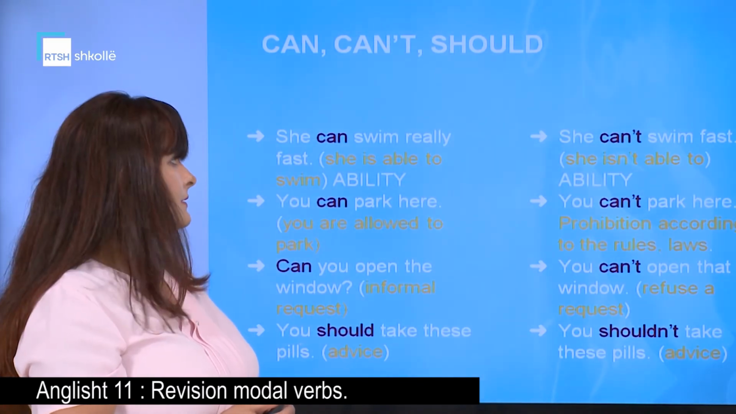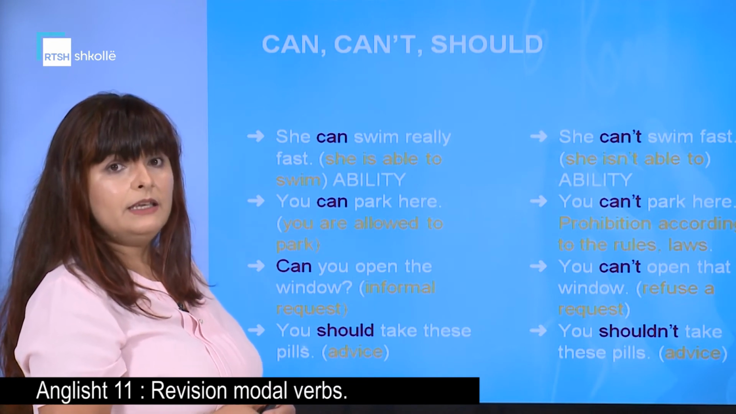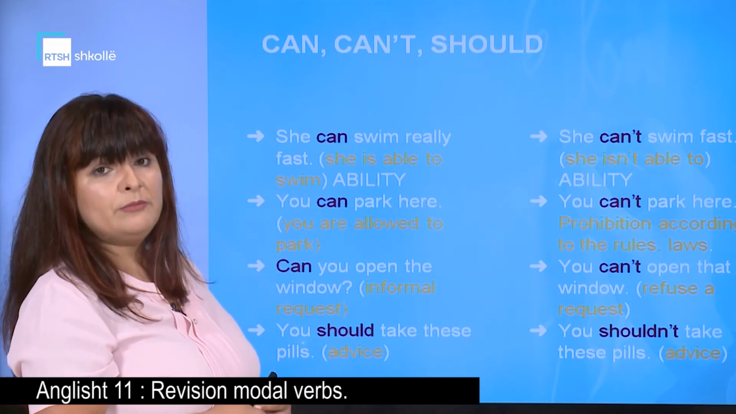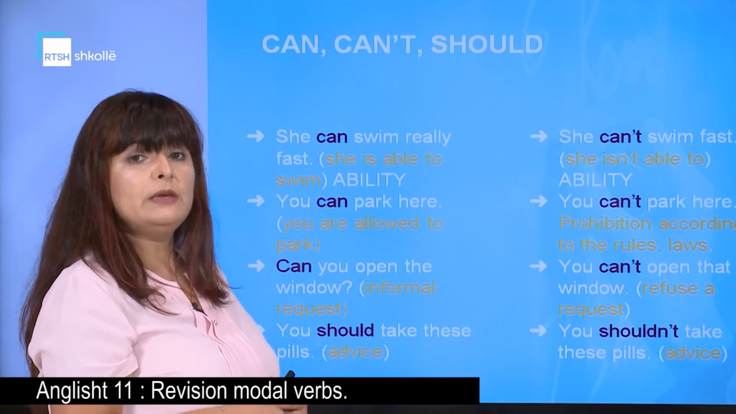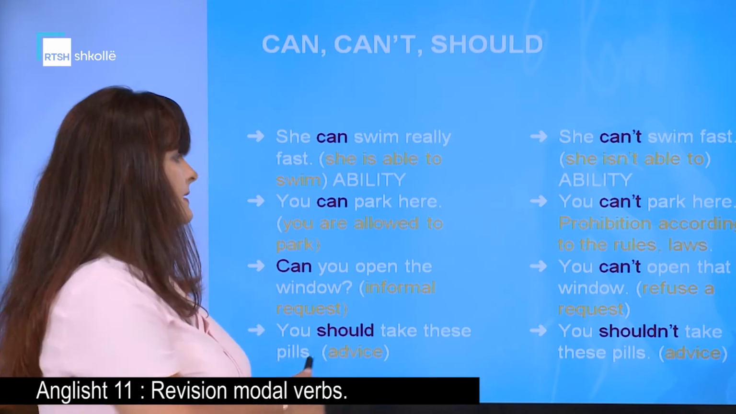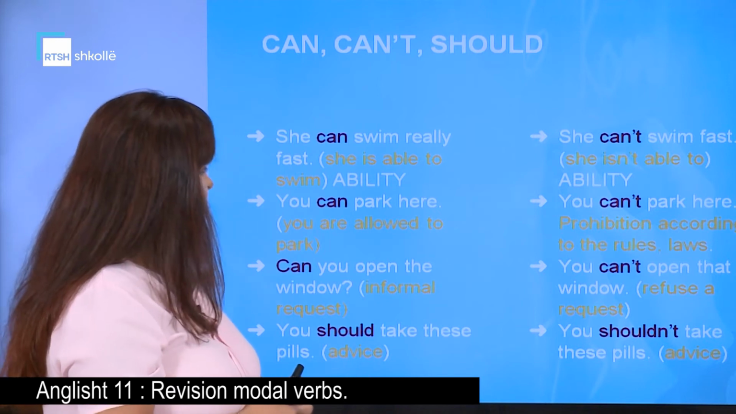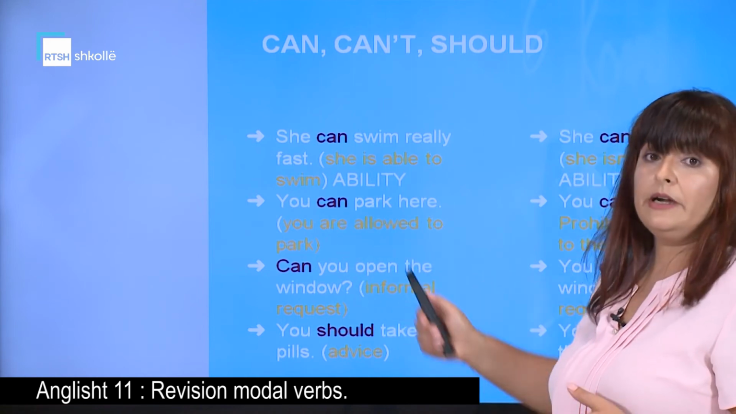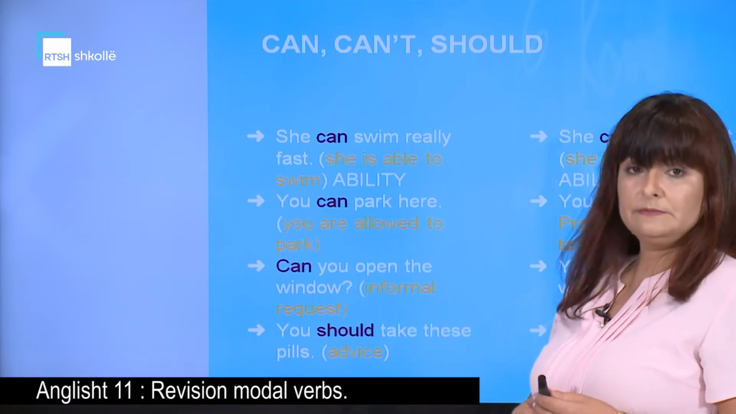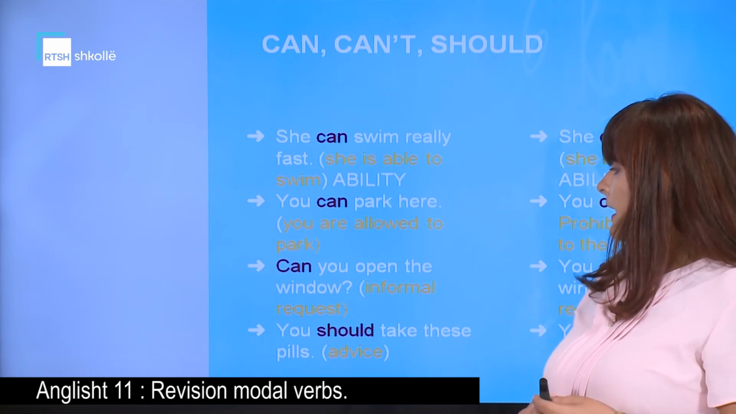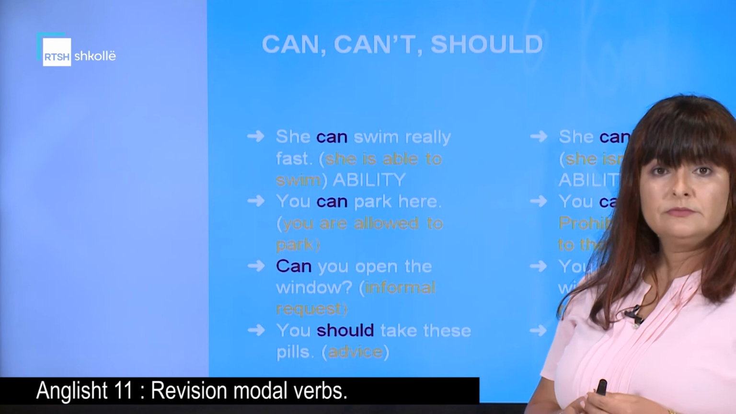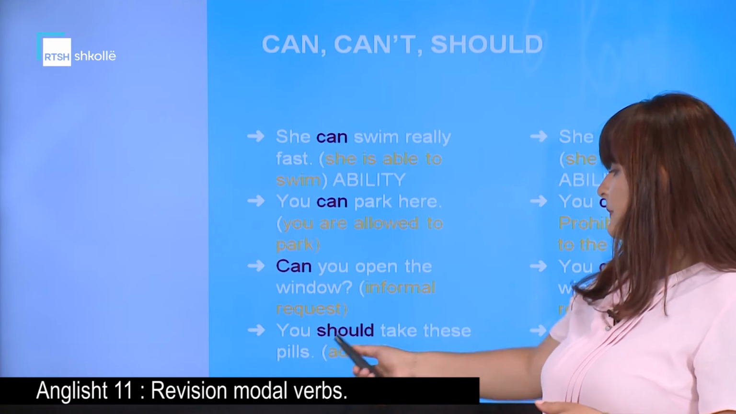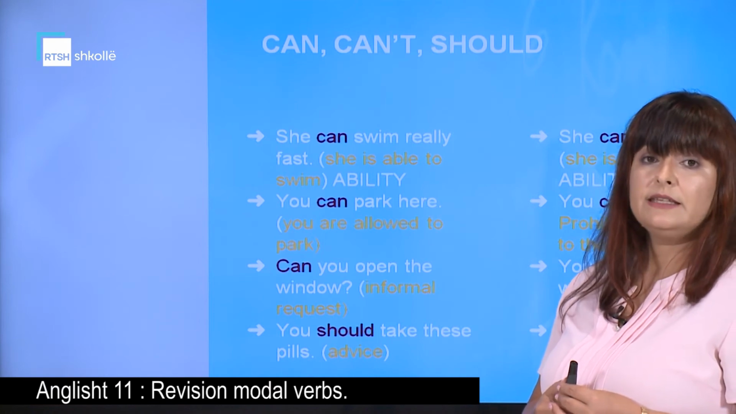Can, can't, and should. Let's see what these verbs express. She can swim really fast. She is able to swim really fast. Can in this case expresses ability. What about the next sentence? You can park here. You are allowed to park. Permission. Can you open the window? Okay, that is an informal request. You should take these pills. You should do something. That is giving advice.